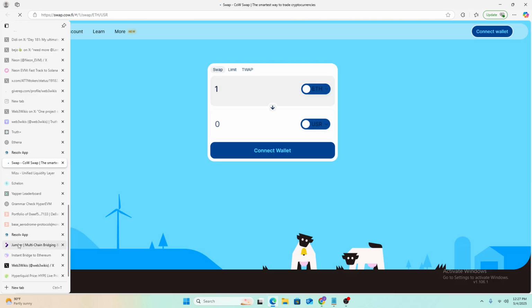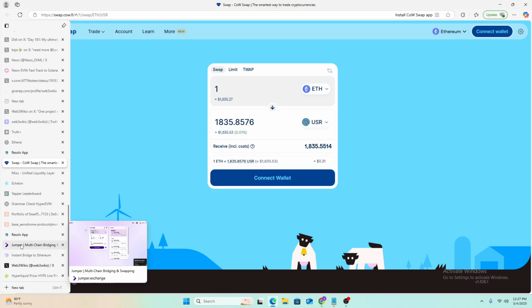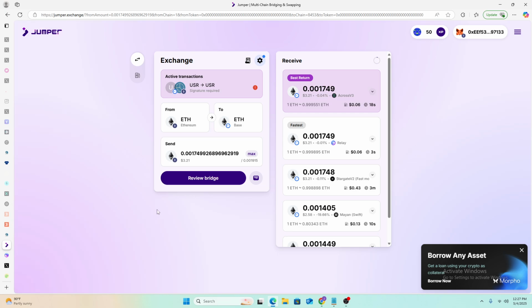Okay, so you swap. Now, if your tokens are on another chain and you want to bridge it over to Ethereum to receive USR, you can use Jumper or Relay. For this situation, I did bridging myself. Relay seemed to be better in terms of slippage and also gives you XP. So it has a point system. So I used Jumper Exchange for my bridge.